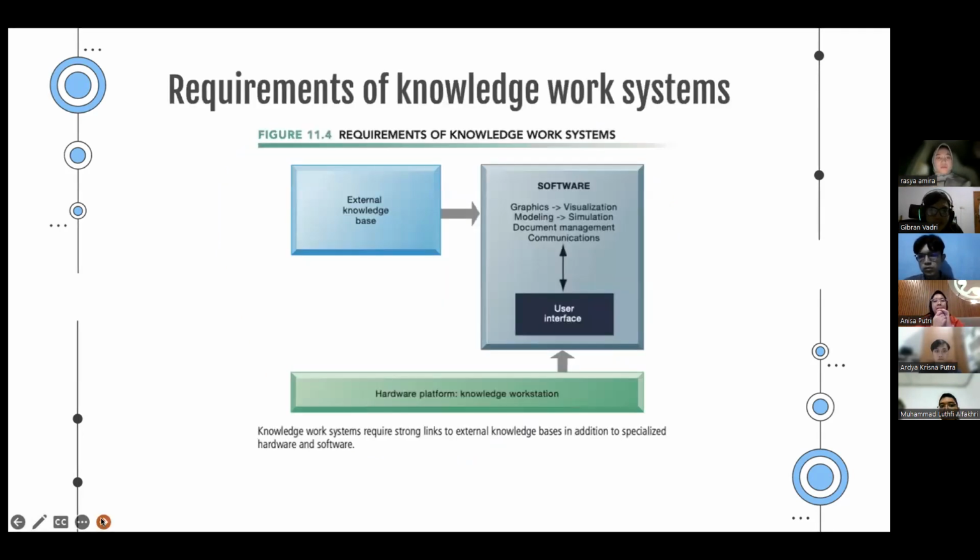So this is figure 11.4, the requirements of knowledge work systems. We have an external knowledge base, and then it converts into software. For example, we have graphics, it converts into visualization, modeling to simulation, and then document management communications. And to combine all of that, you need a user interface. And to do that, you need a hardware platform.